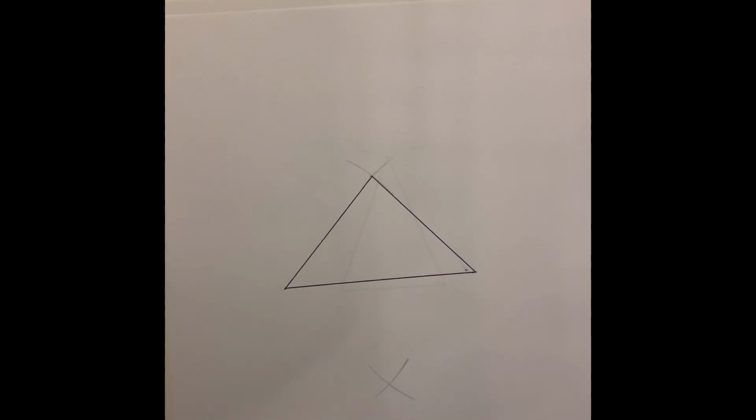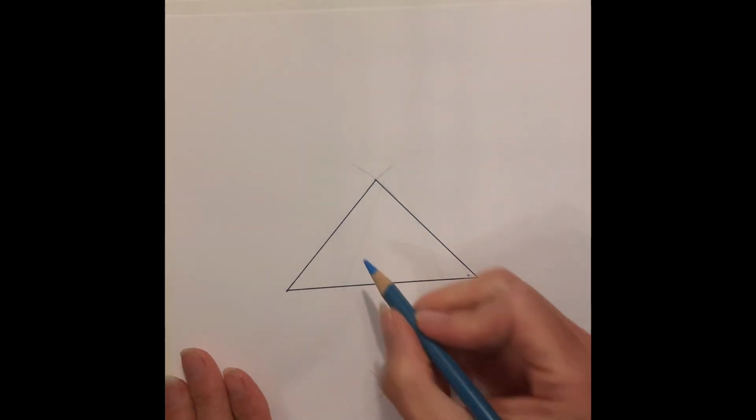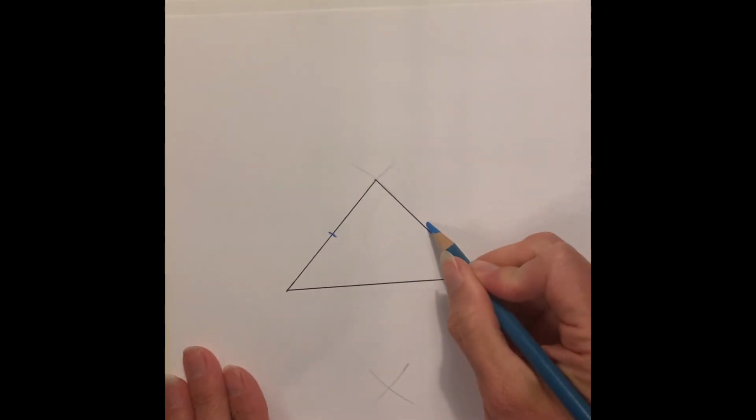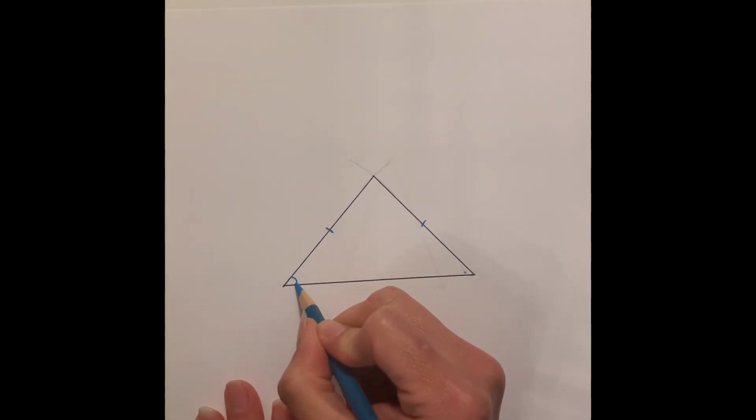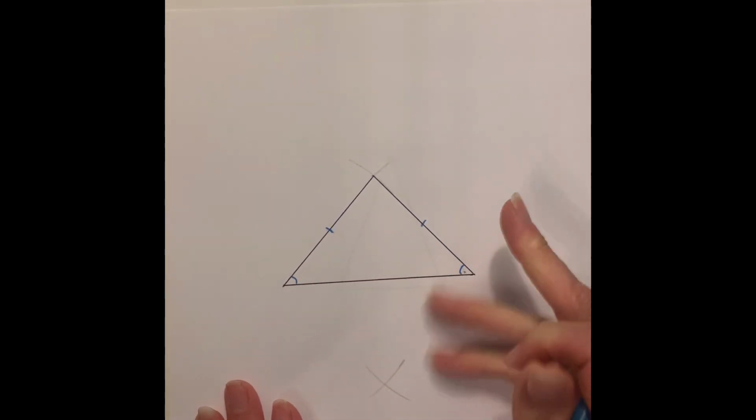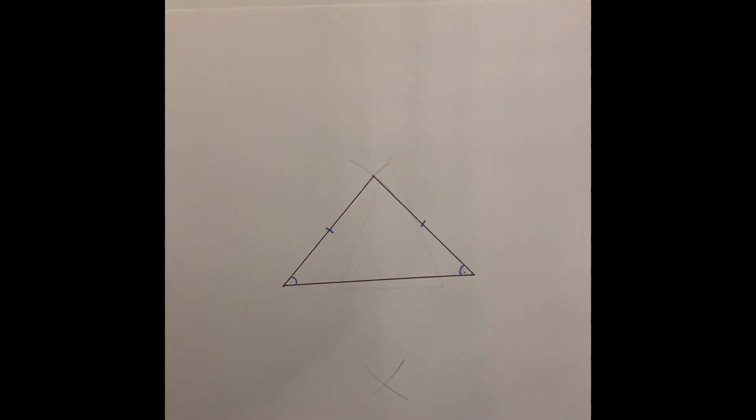So I'm pretty sure you guys remember. If you have an isosceles triangle, you know that this side is equal to this side, right? And you know that this angle is equal to this angle. These are just properties of an isosceles triangle.